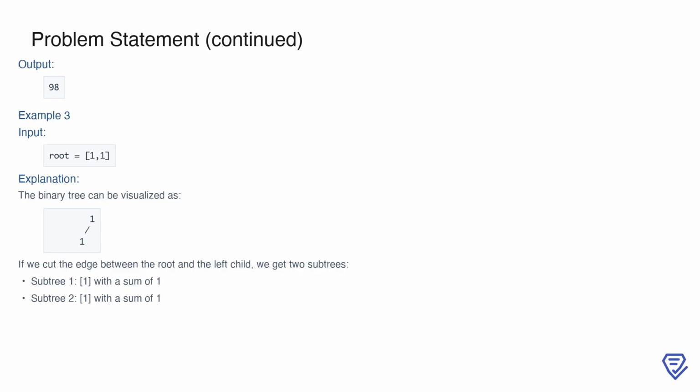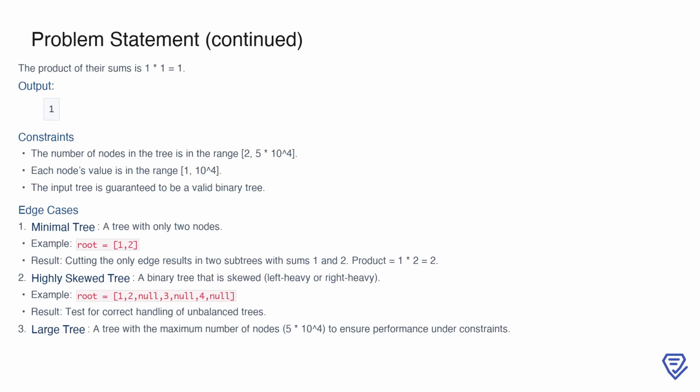If we cut the edge between the root and its child, the tree splits into two subtrees. Each subtree contains just one node, and the sum of the nodes in each subtree is 1. The product of these sums is 1 multiplied by 1, which equals 1. For this example, the output is 1.